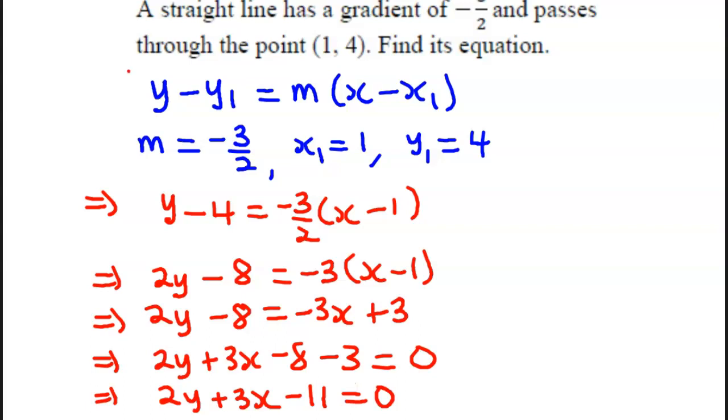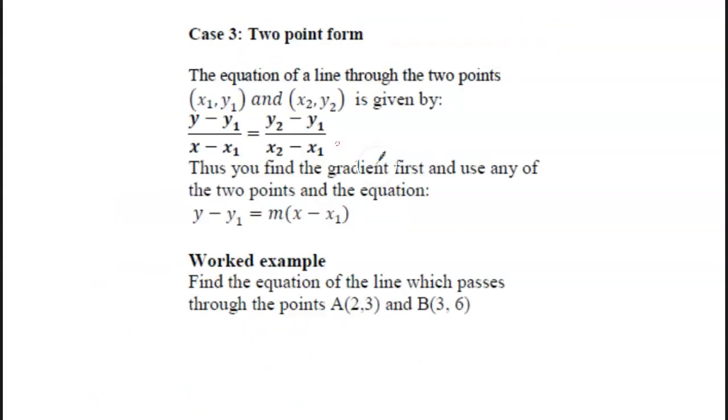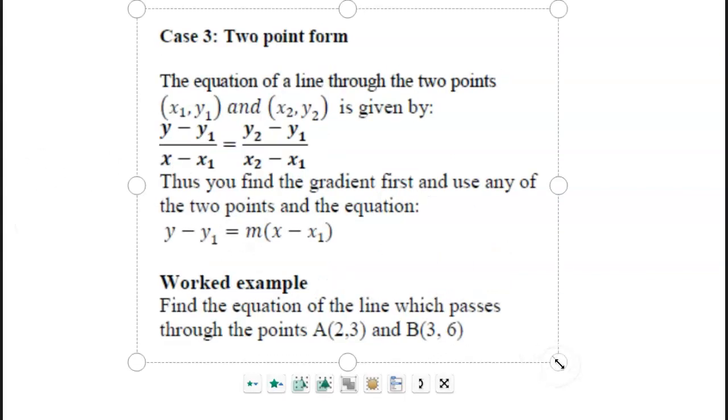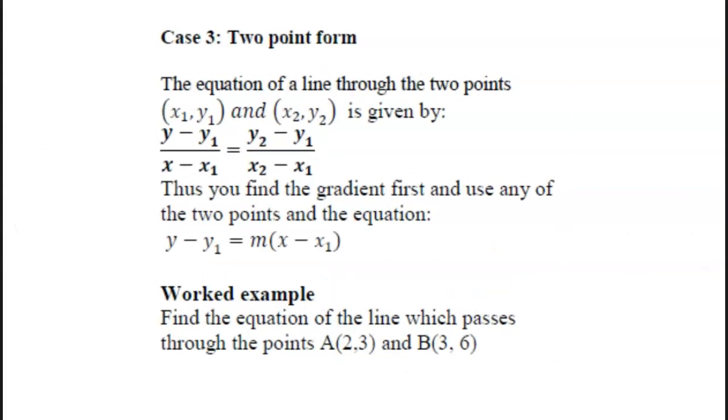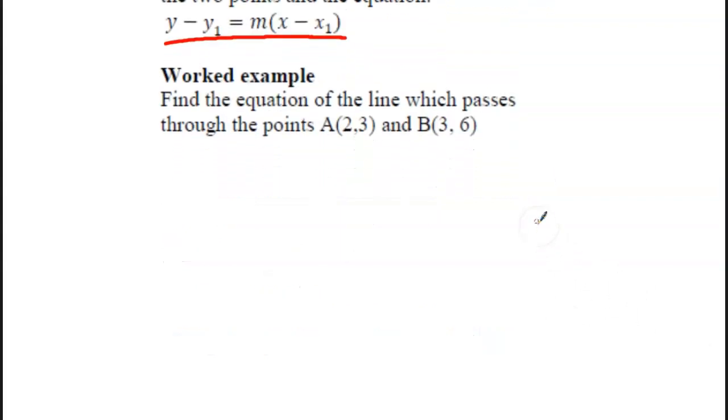Let's look at the next case. I think this is case 3, and with this, 2 points will be given. Here the gradient will not be given, so you have to find the gradient first before you use it to form the equation. Then you use the general form. Yes, let's take the example. Find the equation of the line which passes through the points 2, 3 and 3, 6.